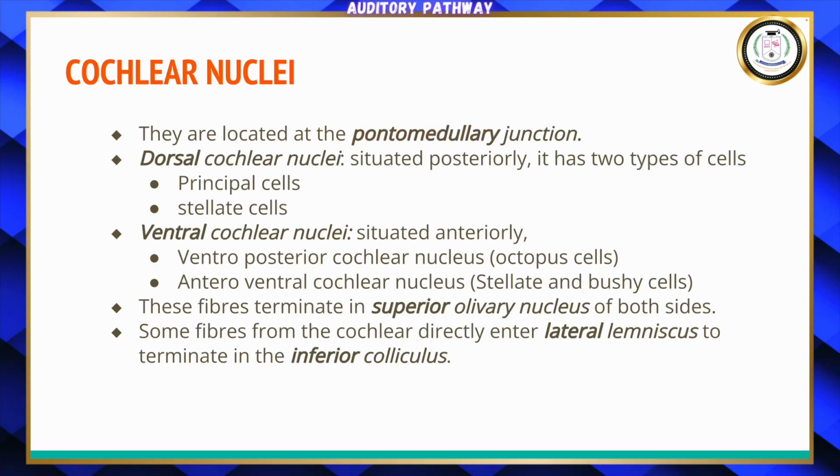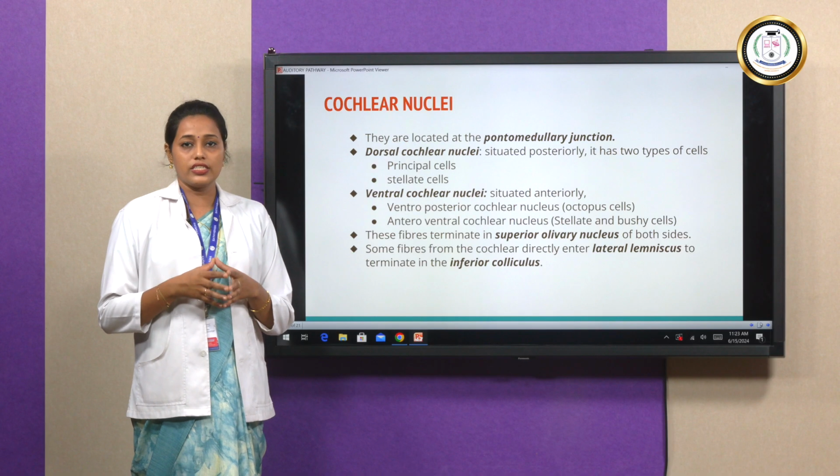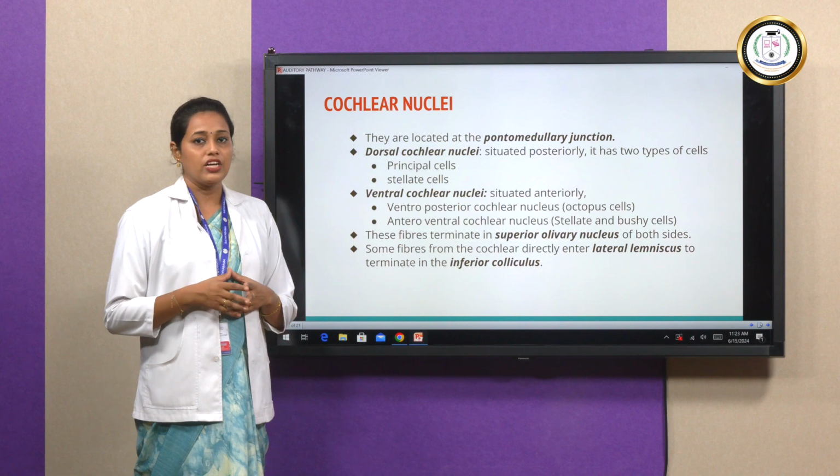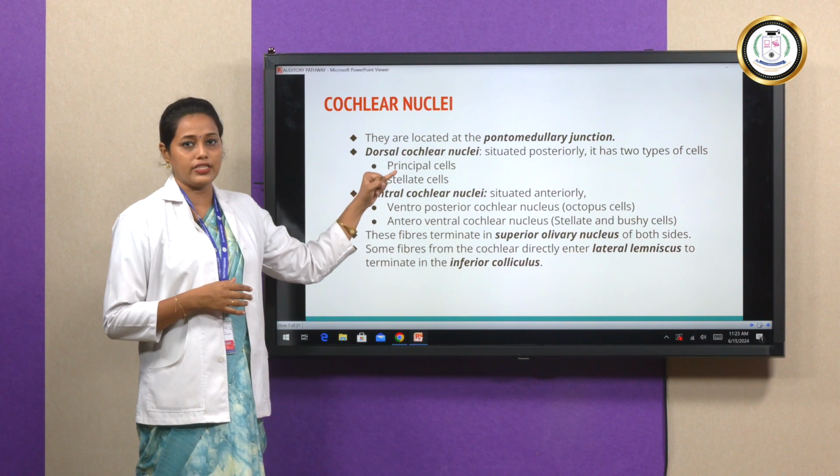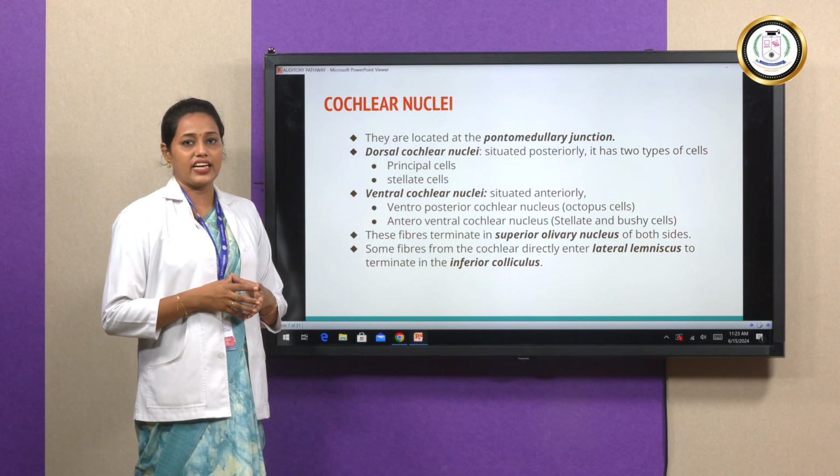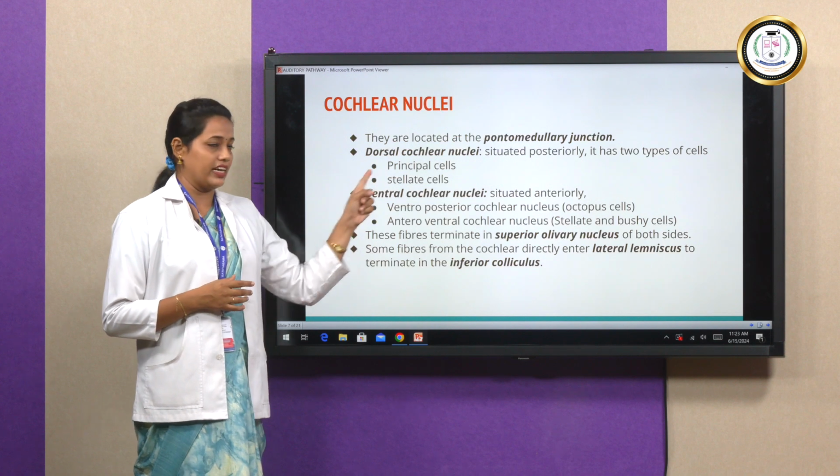Next, we will discuss the cochlear nucleus. This cochlear nucleus is present in the pontomedullary junction. So, this cochlear nucleus is of two types. The first one is called the dorsal cochlear nuclei and the other one is called the ventral cochlear nuclei.